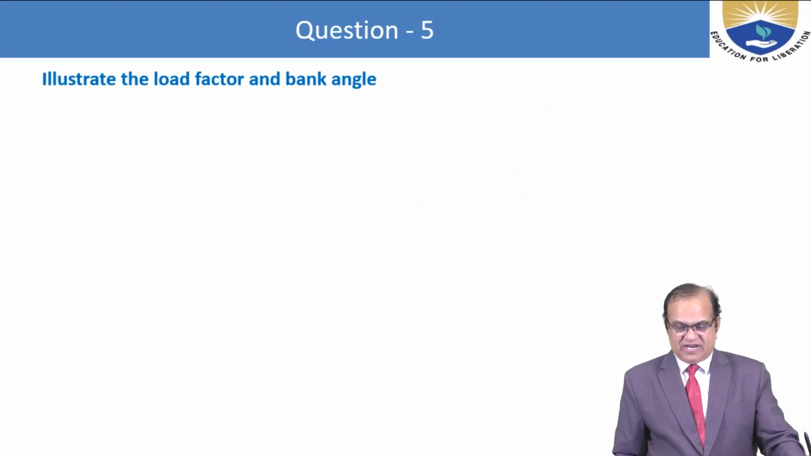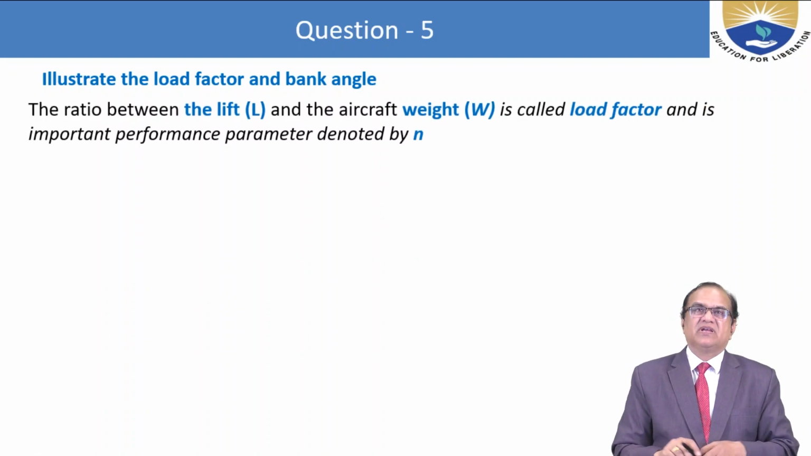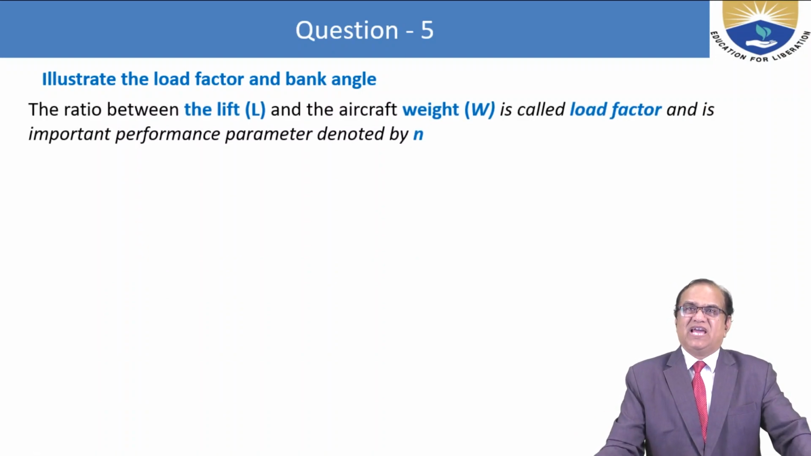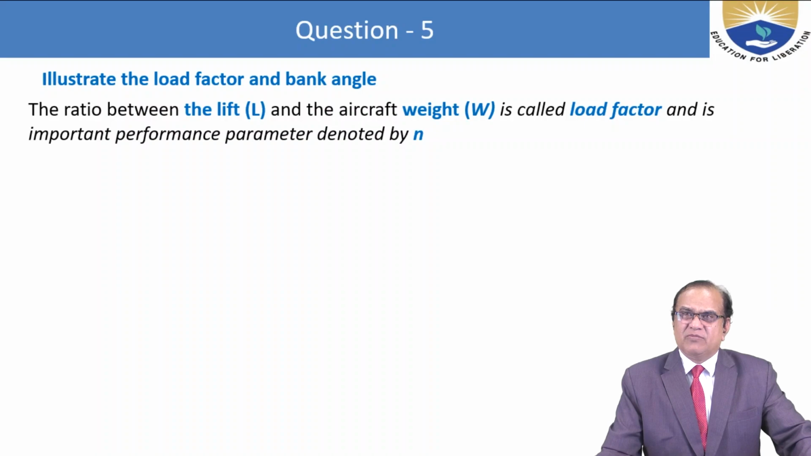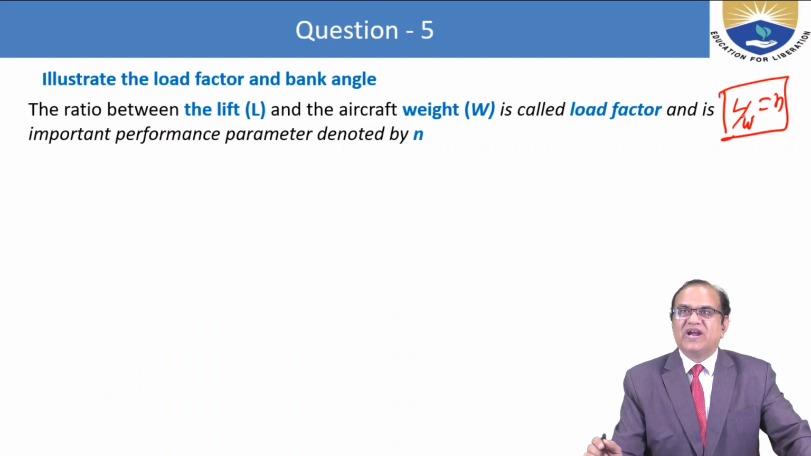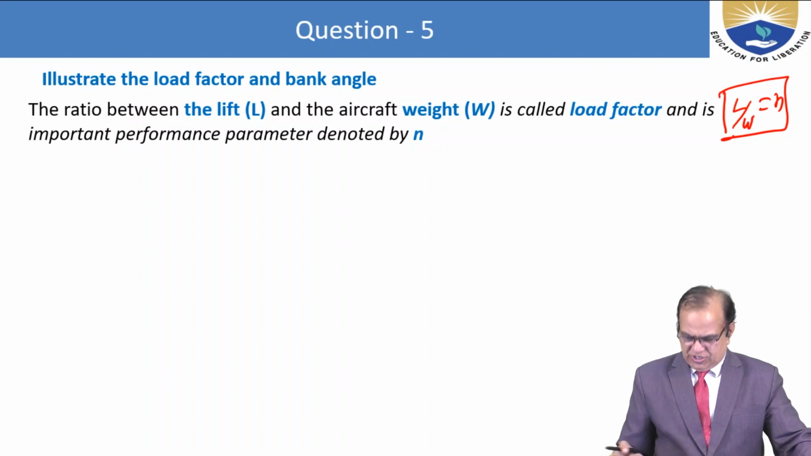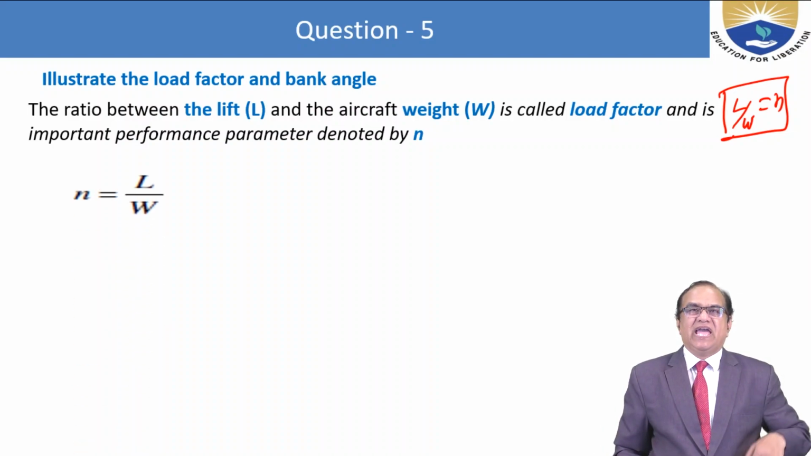Illustrate the load factor and the bank angle. The ratio between the lift L and the aircraft weight W is called the load factor. So L by W is equal to N, that is called the load factor. It is an important performance parameter, denoted by N. N is equal to L by W.